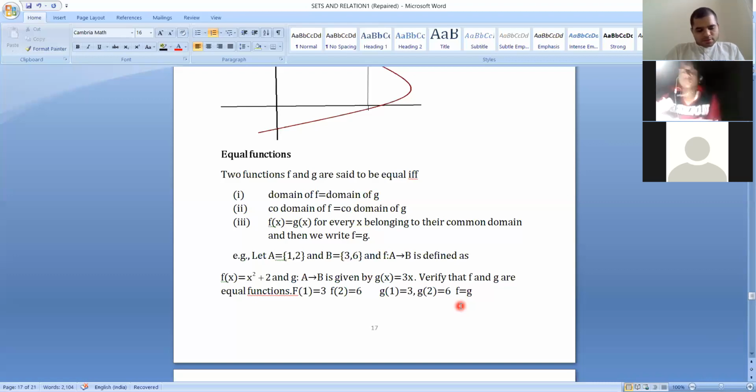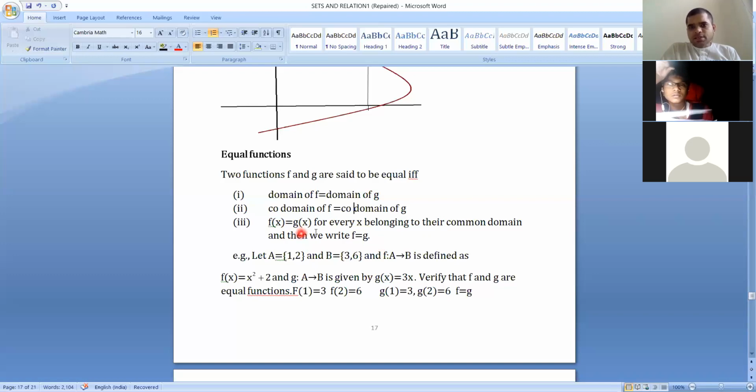How did we come to know that fx is equal to x square plus 2 and gx is equal to 3x? It is given. It will be given that fx is equal to x square plus 2, gx is equal to 3x. The last condition, fx equals gx, holds because the elements are the same. Since the first two conditions are satisfied, the third will also be satisfied. Here it is written in general form, fx is equal to gx.